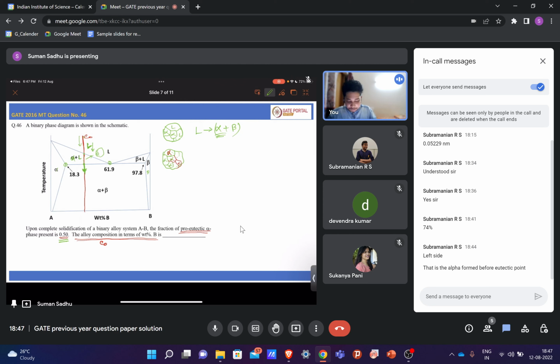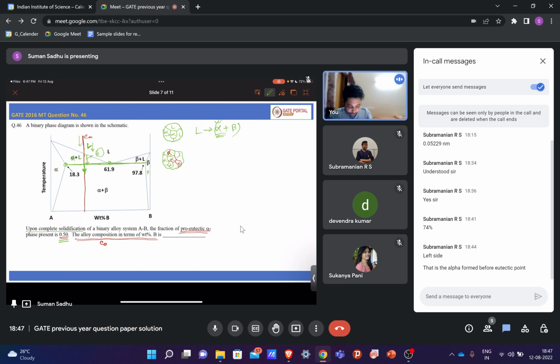So the proeutectic alpha phase present is 0.5, not all the alpha phase present. It is not asking about all the alpha phase. It is only telling that the proeutectic alpha phase present is 0.5. Now we know that proeutectic alpha phase will form only up to this temperature. When we are cooling up to this temperature only, proeutectic alpha will form. It will not form further below this temperature. Below this temperature, alpha phase will form because of the eutectic reaction only.